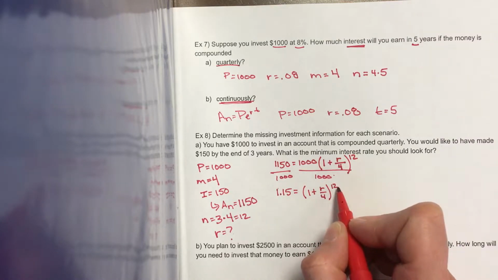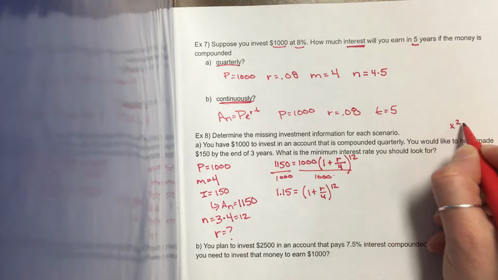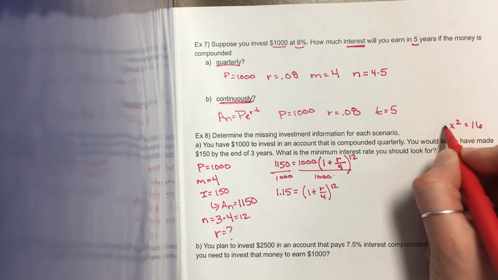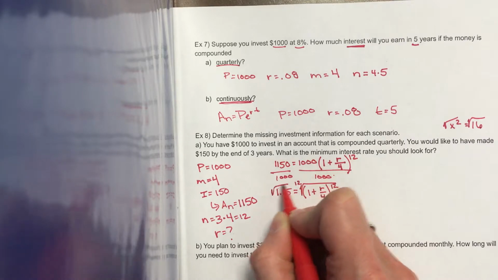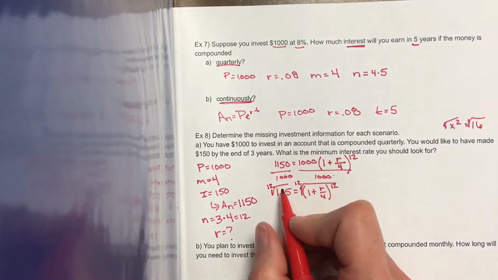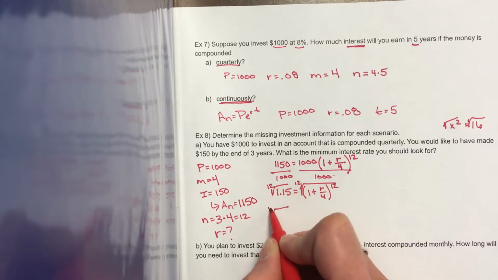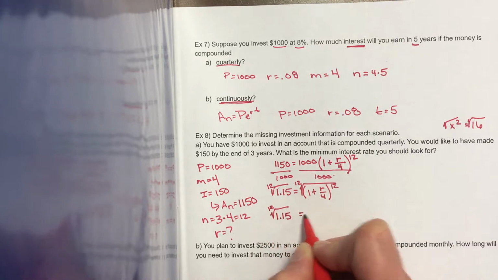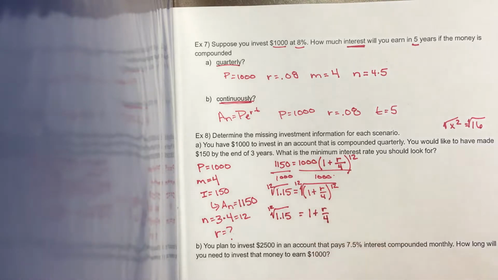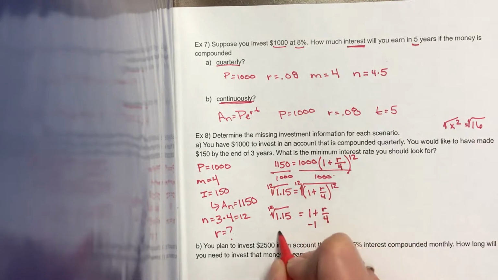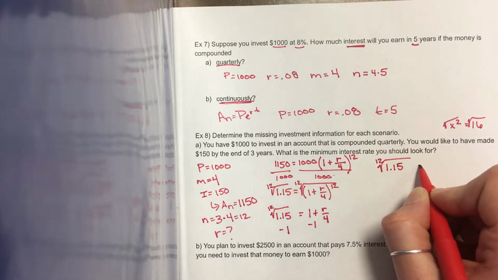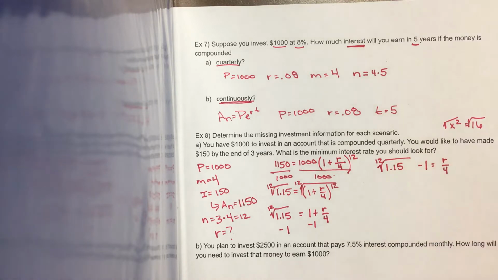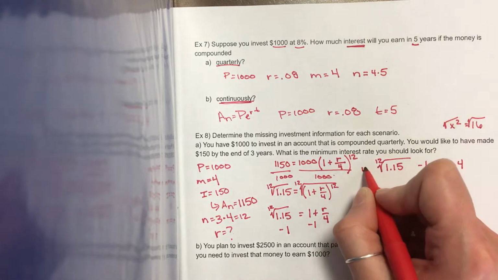I have a 12th power here, the same as if I had x squared equals 16. I could undo that square with a root. We can undo this exponent with a root. This time, since we have the 12th power, we will use the 12th root. And again, you can do this on your calculator. I'm just going to leave this as the 12th root for right now. So the 12th root of 1.15 equals 1 plus r over 4. I'm going to move that 1 to the other side. So I have the 12th root of 1.15 minus 1 equals r over 4. And then I multiply both sides by 4 to get r by itself.